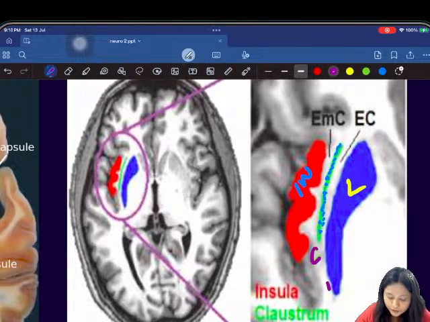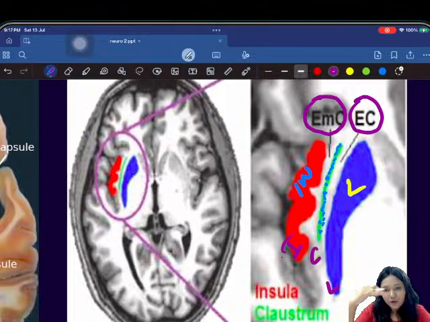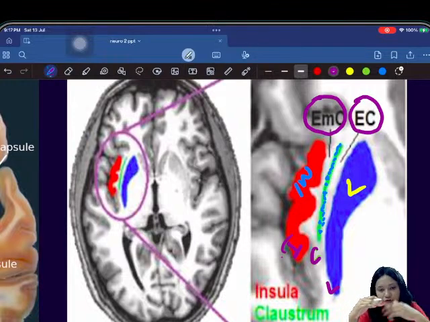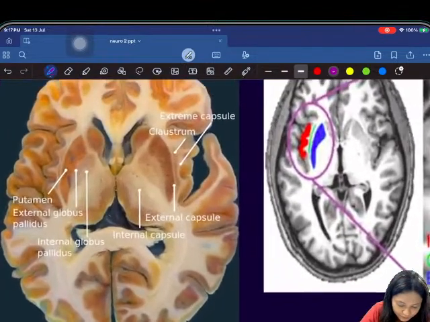and the lentiform nucleus, the white matter is the external capsule, and between the claustrum and the insula, the white matter is the extreme capsule. Okay, so the extreme capsule will be the outermost white matter. Okay, you have the claustrum, outer to the claustrum is the extreme capsule, and below the claustrum it is the external capsule. Okay, I hope it is clear. Let us see in this image again.